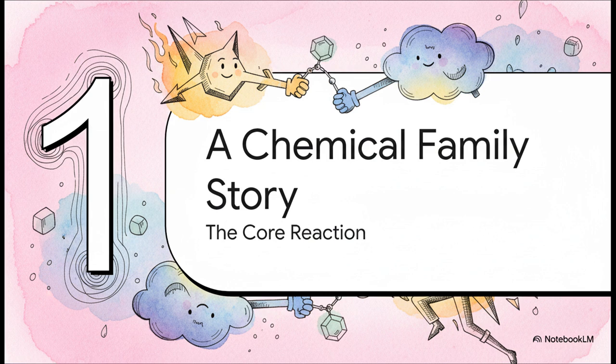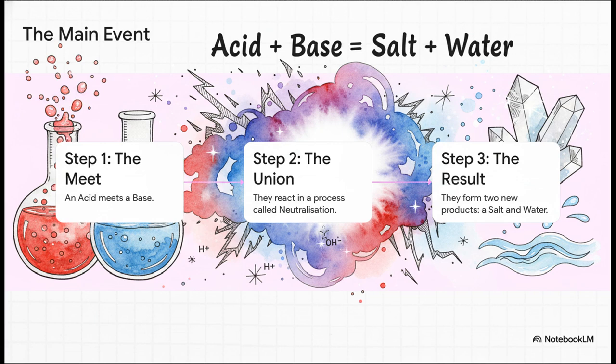Okay, so first up, a chemical family story. What actually happens when our two chemical parents meet? Well, it's not just a casual get-together. They have this one super important reaction. You can think of it like a chemical marriage called neutralization. And it's really a simple story.